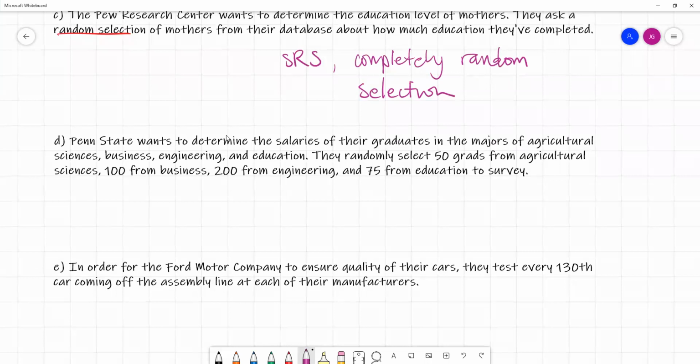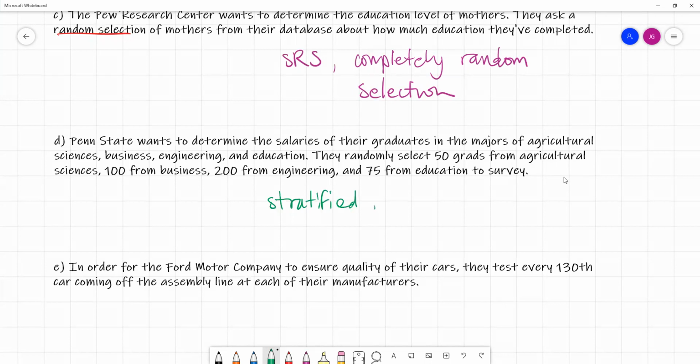D, Penn State wants to determine the salaries of their graduates in the majors of agricultural sciences, business, engineering, and education. They randomly select 50 grads from agricultural sciences, 100 from business, 200 from engineering, and 75 from education to survey. Okay, so we have this idea of dividing up into majors. We divide it into those 4 majors, and notice that they're surveying some of those graduates from all of those 4 majors. Since they're taking pieces from every single major, this is stratified.